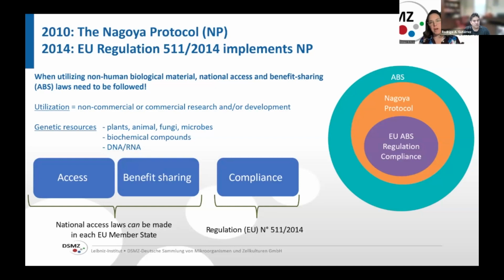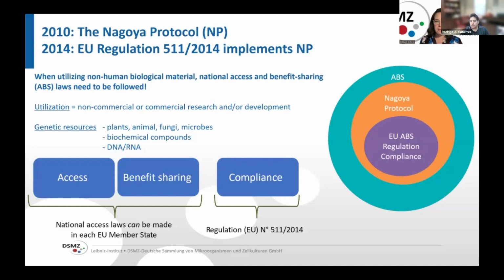So for example, France and Spain have decided that they regulate access. Germany has decided it does not regulate access to genetic resources, but the regulation harmonizes across the Union that all member states will check their users for compliance on following the national laws of all countries in the world in terms of access and benefit sharing.